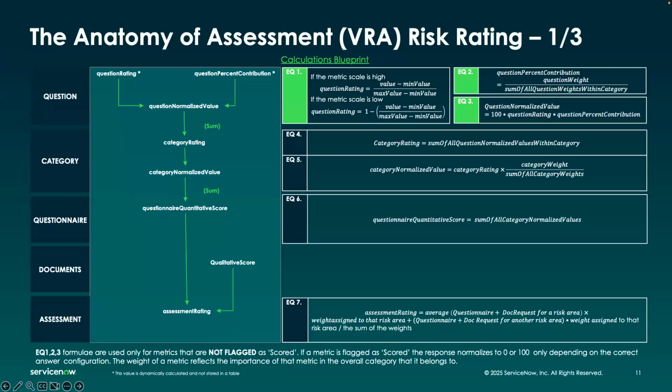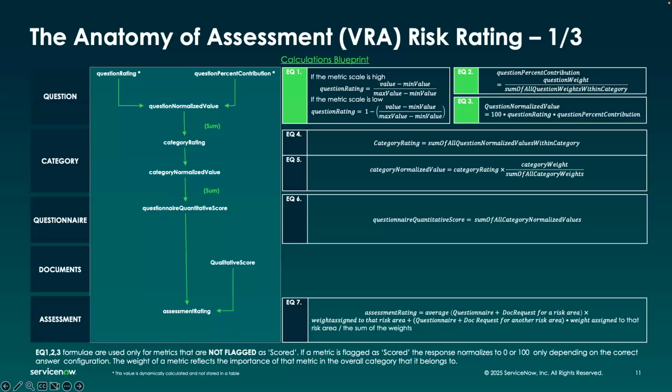Question percentage contribution. Next, we determine how much each question contributes to its category. Not all questions are created equal. Some might carry more weight because they are more critical to risk. This calculation takes both the question's weight and the overall weight of the category into account. This results in the percent contribution of each question relative to the category.